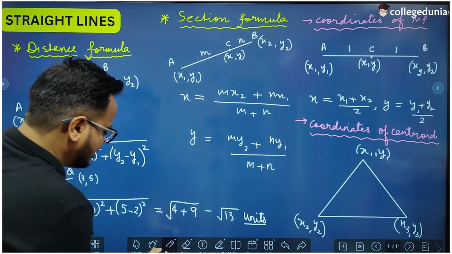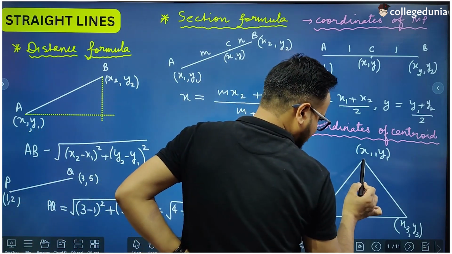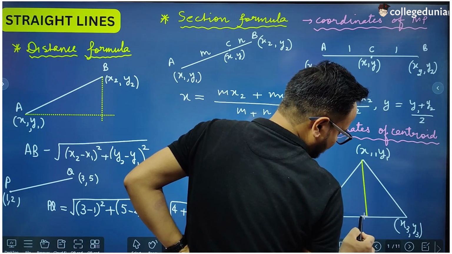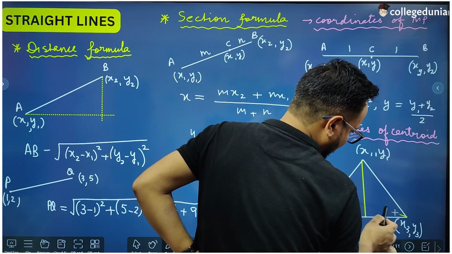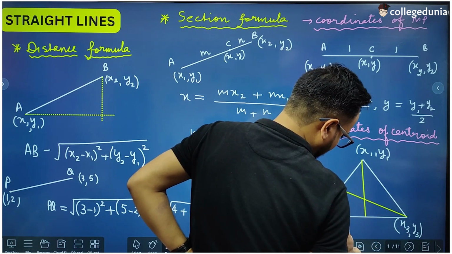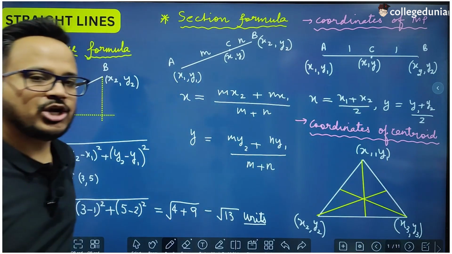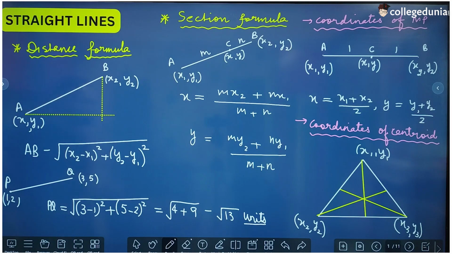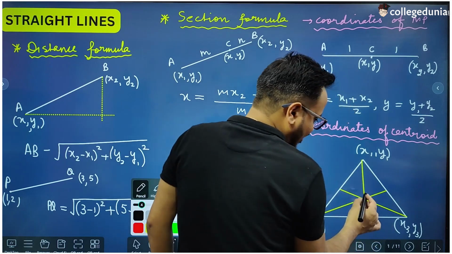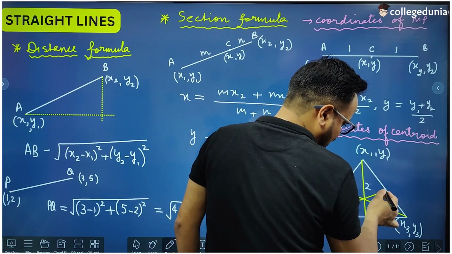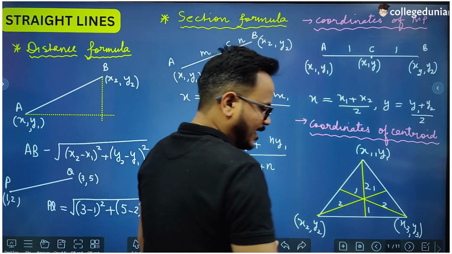So what are medians? Median is a line from one vertex which joins the midpoint of the opposite side, right? So this is the median, and this is the median, and this is the third median. So this point, which is the point of intersection of the medians, that is called centroid, and this centroid divides every median in the ratio 2:1. This ratio is also 2:1. This ratio is also 2:1, right?